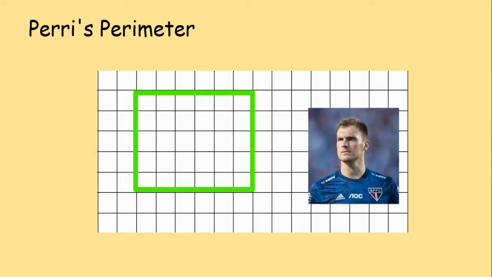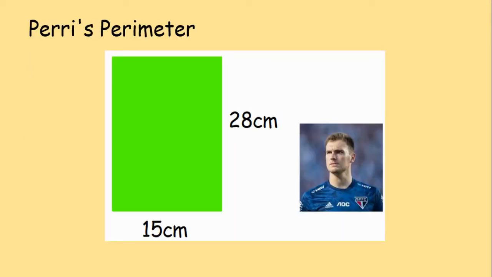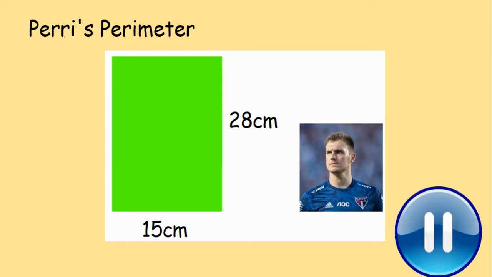Moving on to Perry's perimeter. Remember, the perimeter is the distance around the edge of a 2D shape. You could have a go at working out the perimeter of this shape if you liked, using the squares. I would like you to work out the perimeter of this shape. The measurements have been given to you.